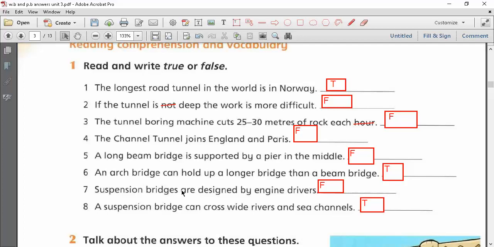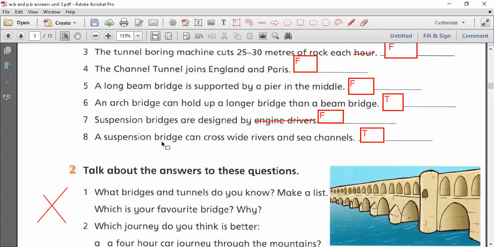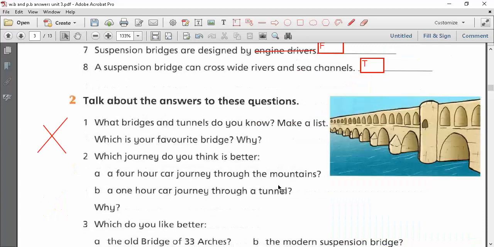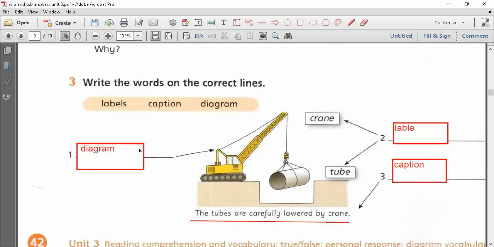Suspension bridges are designed by engine drivers. False. By engineers, not engine drivers. And we write the answers in your book. By engineers, not by engines. Okay, a suspension bridge can cross wide rivers and sea channels. True.